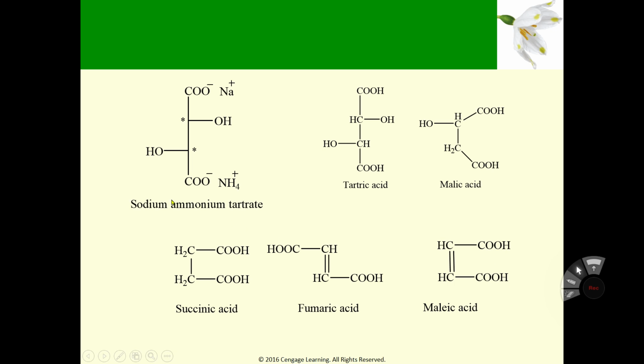Actually, sodium ammonium tartrate is a dicarboxylic acid, and there are several kinds of dicarboxylic acids in a cell. We can frequently find dicarboxylic acids, and these are the ones we always see in biochemistry. Tartaric acid, and sodium ammonium tartrate is a salt of tartaric acid. Malic acid, succinic acid, and fumaric acid. Try to remember the structures, right?